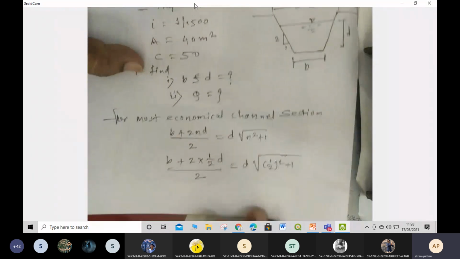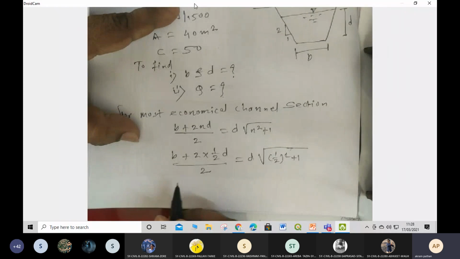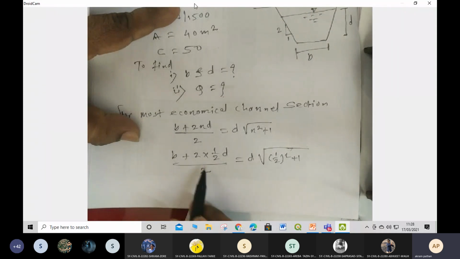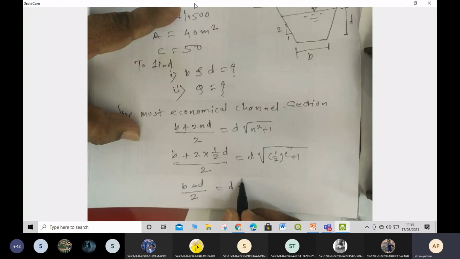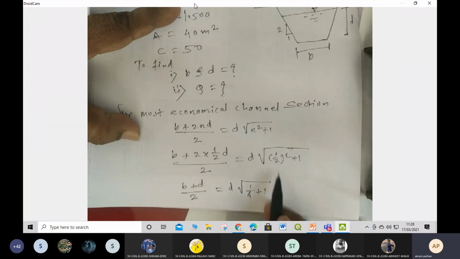Okay. Then if I simplify this, I will get (B plus D) divided by 2, which is equal to D under root 1 by 4 plus 1. Okay. So 2 square is 4.